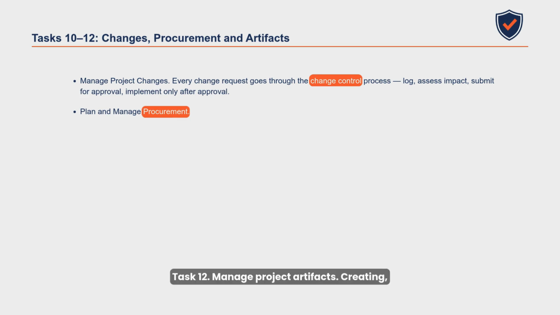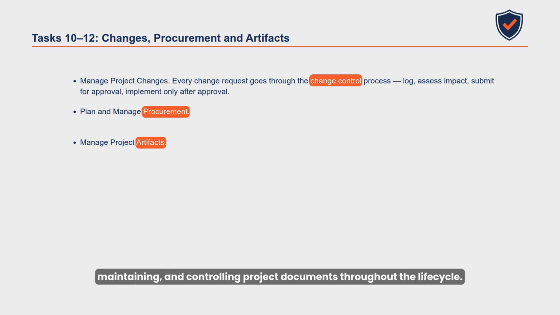Task 12. Manage project artifacts. Creating, maintaining, and controlling project documents throughout the life cycle. Artifacts include the project charter, project management plan, risk register, and all other formal project documents.